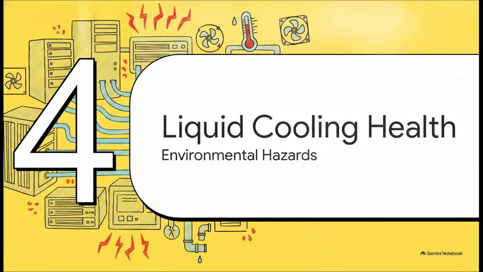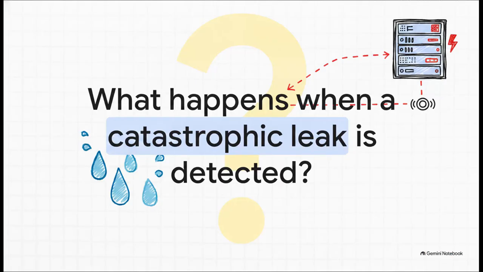Okay, let's pivot to Section 4, liquid cooling health checks and environmental hazards. With hardware running hotter than ever these days, this is arguably the absolute most crucial quadrant for any modern, high-density data center. Let's face it, it's every single data center operative's worst nightmare: a catastrophic liquid leak. I mean, water and high-end electronics, yeah, they don't exactly mix.